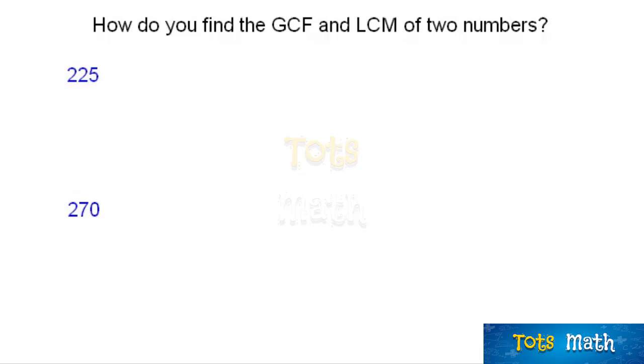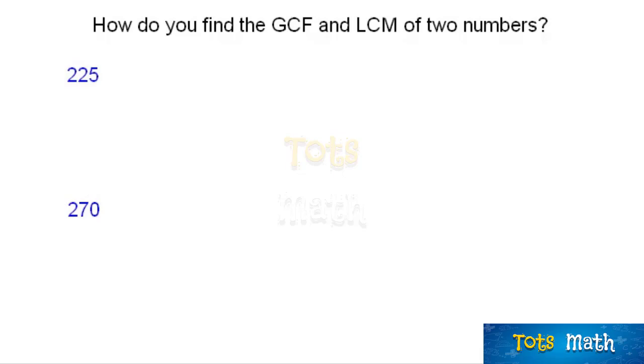How do you find the greatest common factor and least common multiple of two numbers? For this example, we're going to use the numbers 225 and 270. Now, what is meant by the greatest common factor and the least common multiple of two numbers? Well, the greatest common factor is the largest number that divides evenly into 225 and 270. The least common multiple is the smallest number that each of these numbers can divide into evenly.